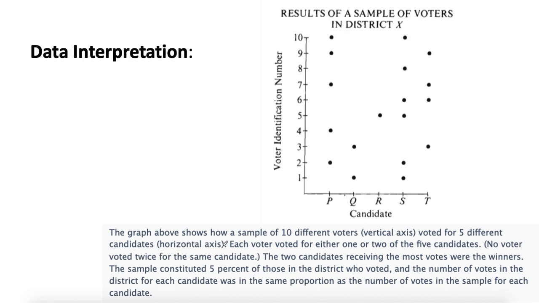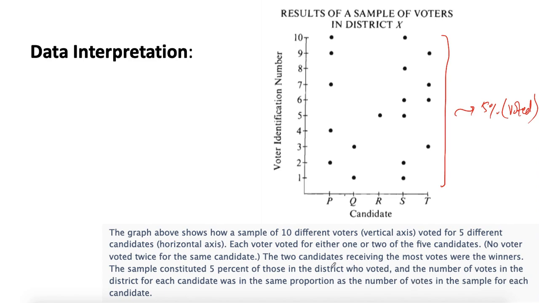The graph will show a sample of 10 different voters who voted for 5 different candidates. Each voter votes for either 1 or 2, but not more than that. The 2 candidates receiving the most votes were the winners. The sample constitutes 5% of those in the district who voted. So whatever the total amount is, that constitutes 5% of the total who voted.